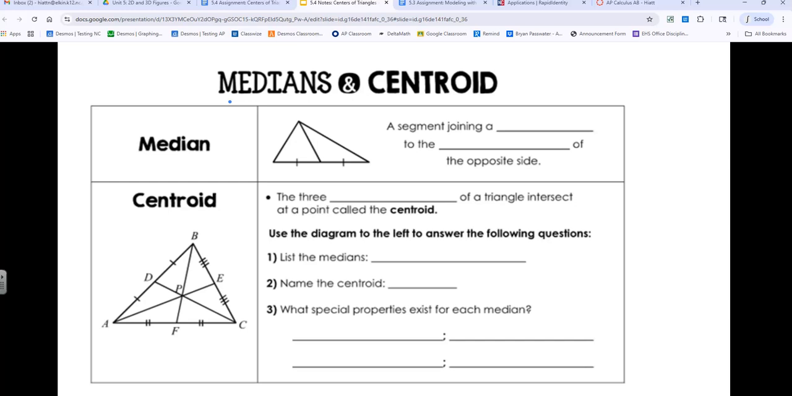So a median is a segment joining a vertex to the midpoint of the opposite side. And the three medians of a triangle intersect at a point called the centroid.